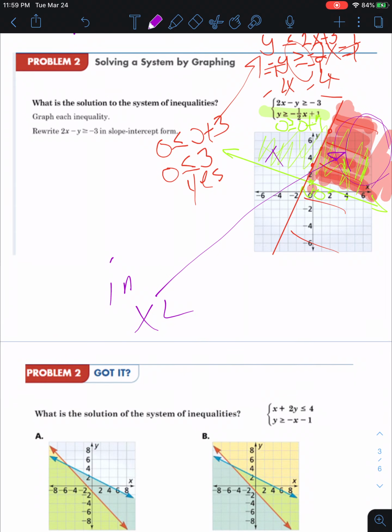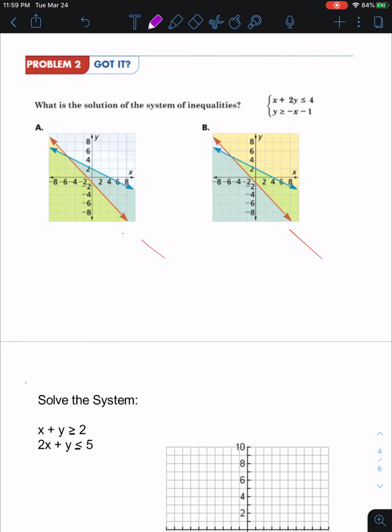All right, let's go down to the next one. For this one, let's graph this one in red, and we'll start at negative 1, down 1 over 1, down 1 over 1. Okay, that's the correct line here, and that's the correct line here. So they're both the correct line. But notice this one is shaded below the line, because you get green over here, and this one is above the line.